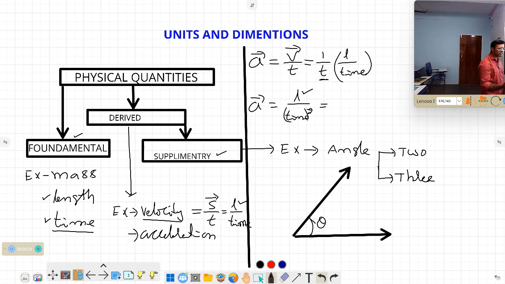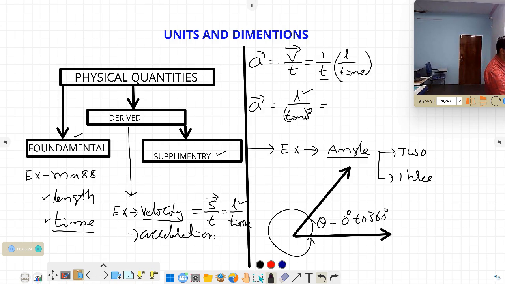It varies from 0 degrees to 360 degrees. You know that geometrically. So this is the way I can explain that the total angle between two lines in a plane can vary from 0 to 360. The measurement of angle is one of the supplementary physical quantities.